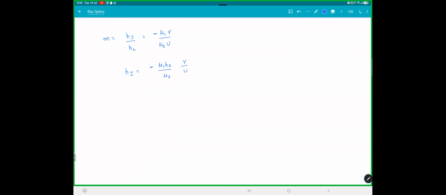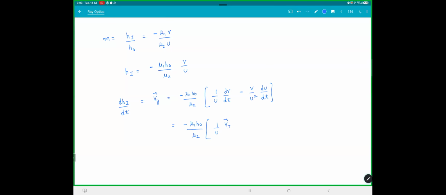Differentiate this. So when you differentiate this, dhi by dt will give you your vertical component vy. Mu1 is constant, mu2 is constant. For the differential of v by u, I'll use the product rule: 1 by u dv by dt minus 1 by u square, this would be v by u square du by dt. Yeah, it's pretty lengthy, and this is 1 by u.